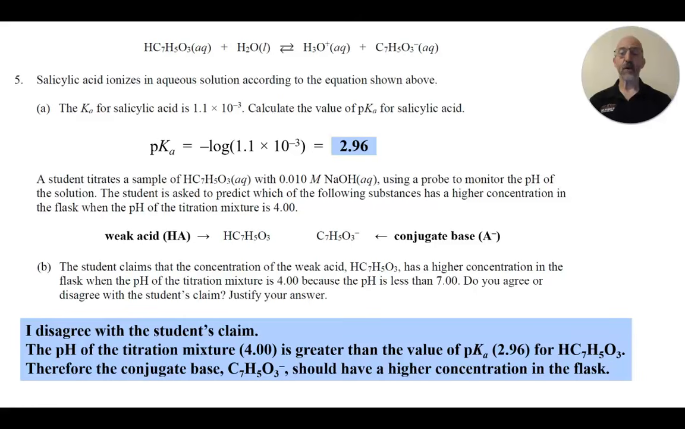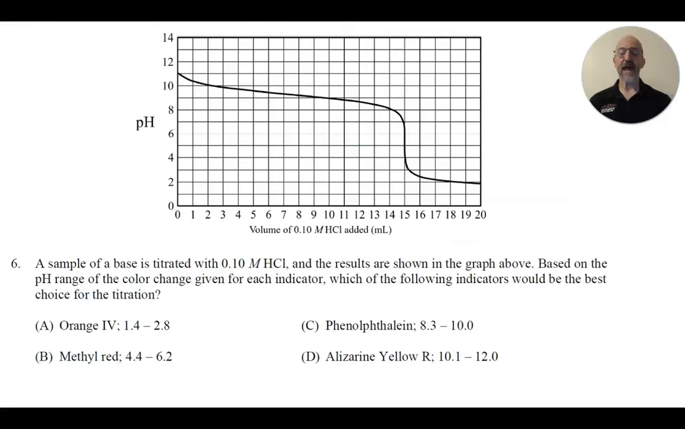All right, well now let's go ahead and take a look at question 6, and you can see that the intent of question 6 is to choose the best indicator for a titration. It says a sample of base is titrated with 0.10 molar HCl, and the results are shown in the graph above. Based on the pH range of the color change given for each indicator, which of the following indicators would be the best choice for the titration?